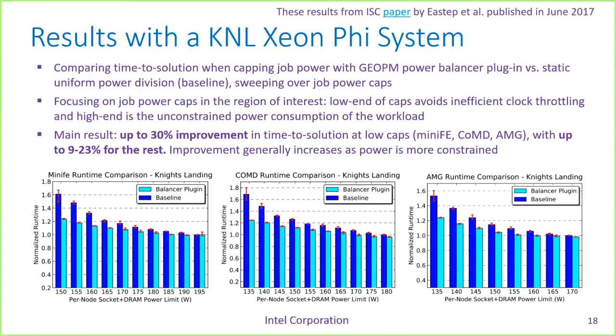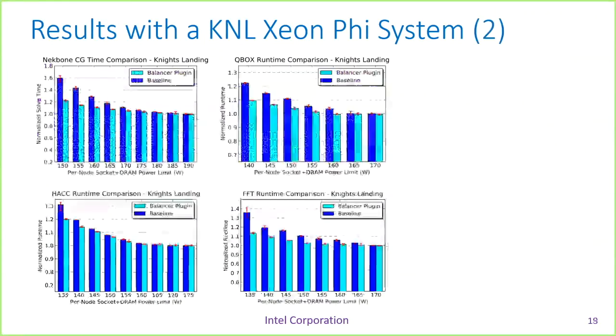I've got 3 of the charts on this page. These are showing runtime, so lower is better. And we're comparing, again, the power balancer plugin in GEOPM versus a static uniform division of power and sweeping over different power limits, where the power limits are expressed in averages for each node. First 3 charts are on this slide. Let me flash these really quick. They wouldn't fit on the slide. Other 4 workloads that we looked at are on this slide.